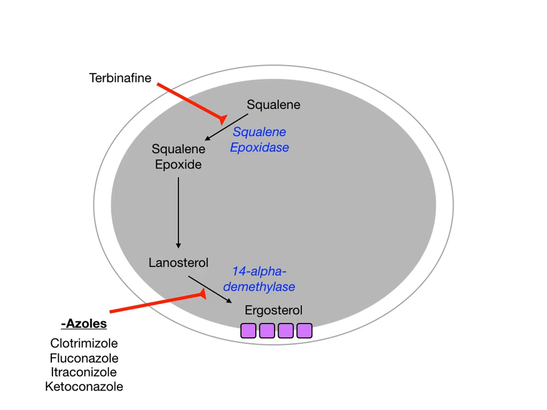So you should know at this point in the video that terbinafine and the azoles all prevent the formation of ergosterol. Of course, they do it through different mechanisms, and they break up the integrity and the structural component of the fungal cell plasma membrane.